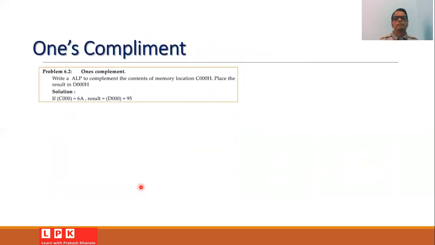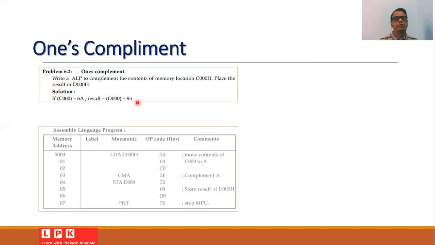Let us go for another simple problem. This is the problem in which we need to obtain the ones complement of the content of the memory location C000, and we want to place the result in the memory location D000. Say, for example, if you have been given a number 6A hexadecimal in the location C000, then the result, that is the ones complement, means we will replace 0 by 1 and 1 by 0. So the result will be 95 hexadecimal.